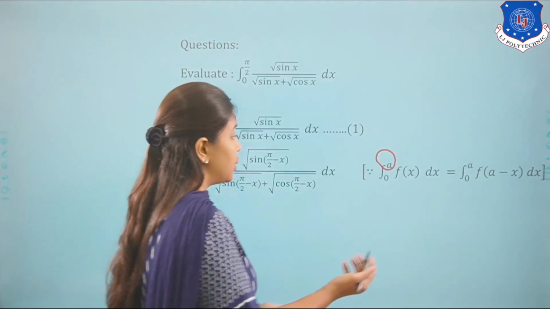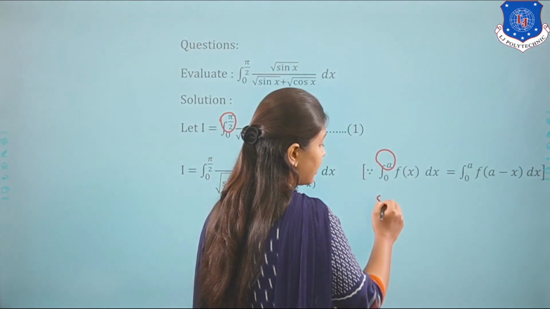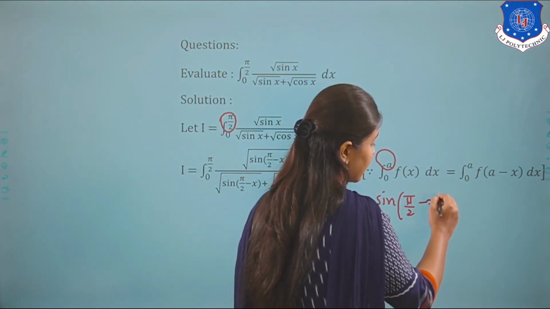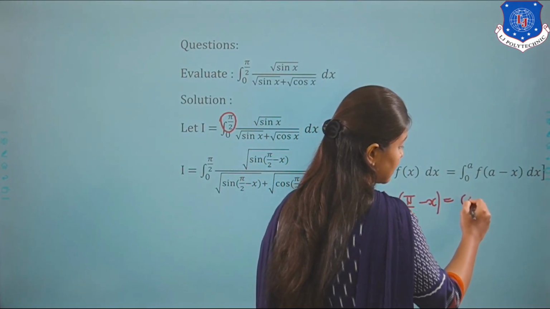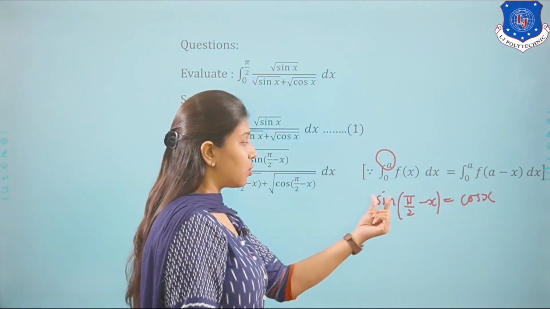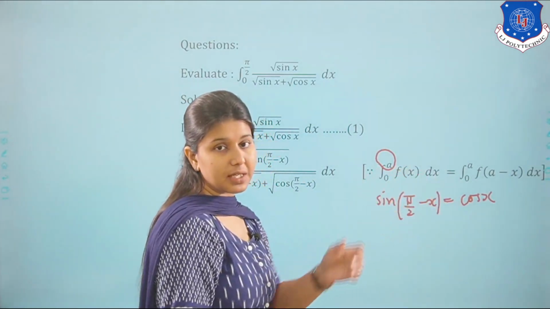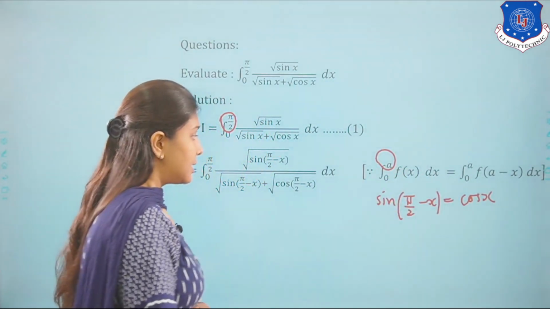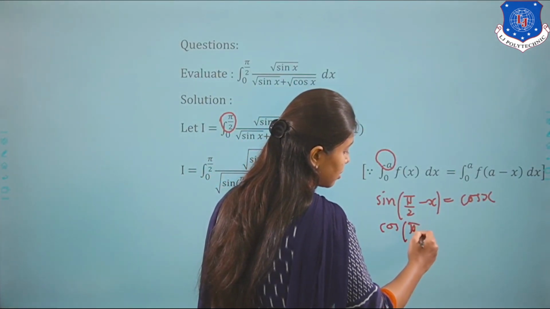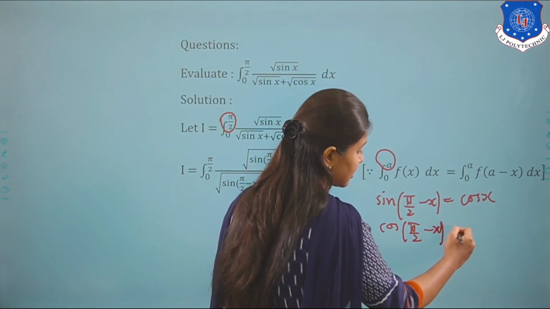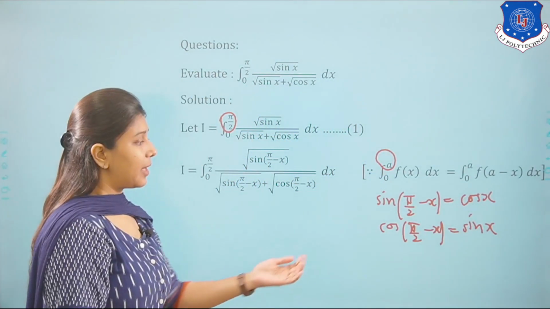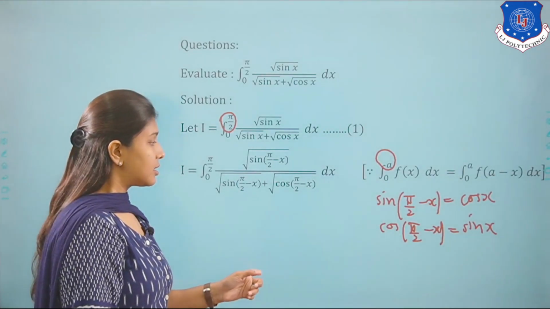Then you know the formula that sine of pi by 2 minus x is nothing but cos x, because we know sine of 90 minus theta is equal to cos theta. Similarly, cos of pi by 2 minus x is equal to sine x. Apply both these formulas in this term.